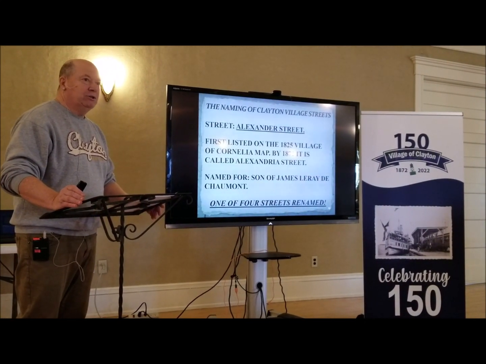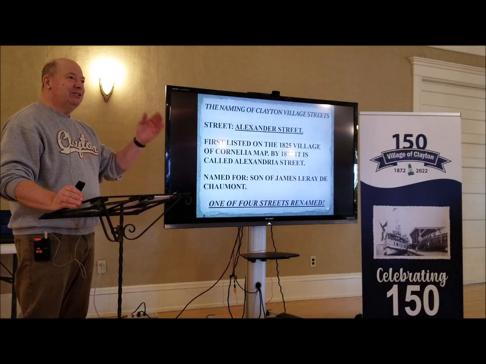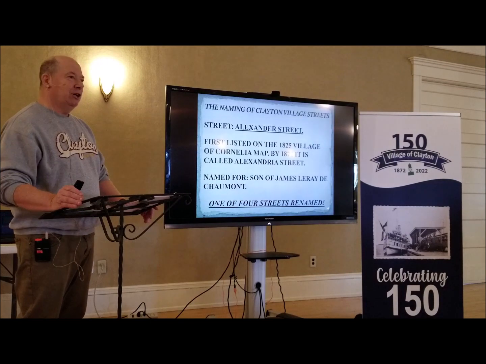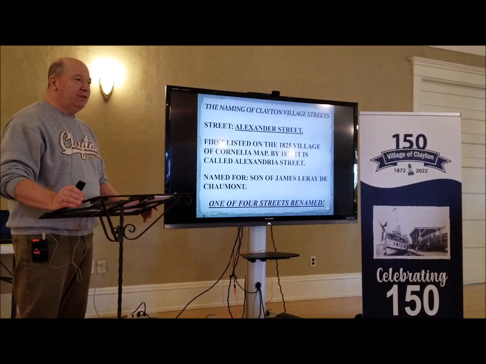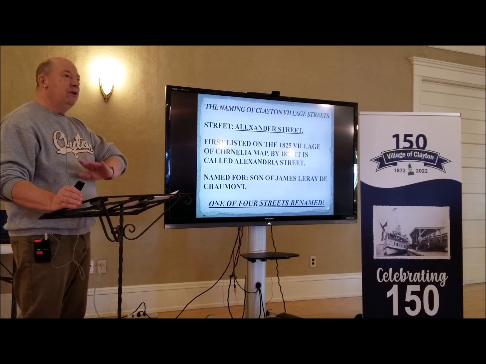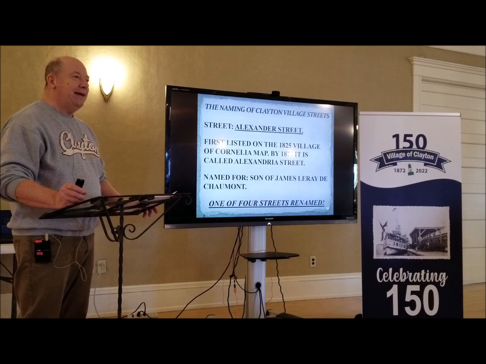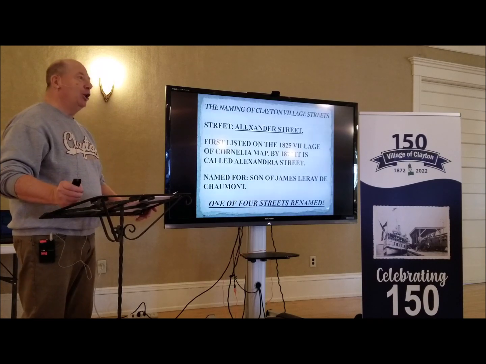All right? There was Jacques LaRae, whose name is John. His son was James. His son was Vincent. And Vincent had a lot to do with the layout of the village. All right? Well, you're going to find a lot of the names that are in the streets are LaRaes.